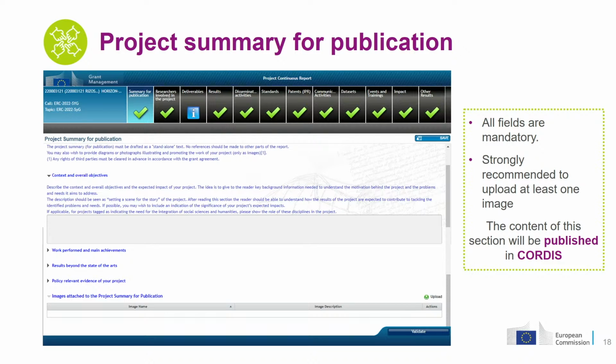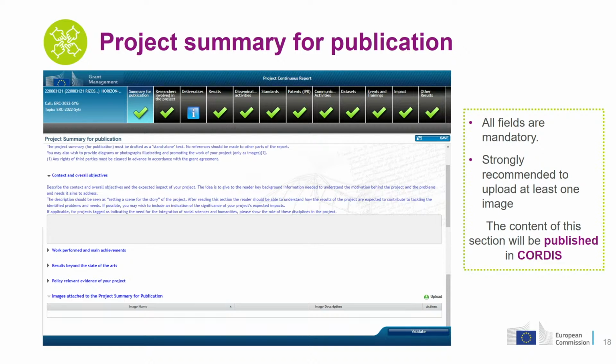The first tab is the summary for publication. Here you need to provide some information which will be published to the external site Cordis. What you need to do is give information that describes what your project is about. So you need to first fill in the project summary. There is a limitation, it is almost a one-page text. But you need to explain with simple words what your project is about, so that other people, even people who are not specialized in the field, can understand what it is about.